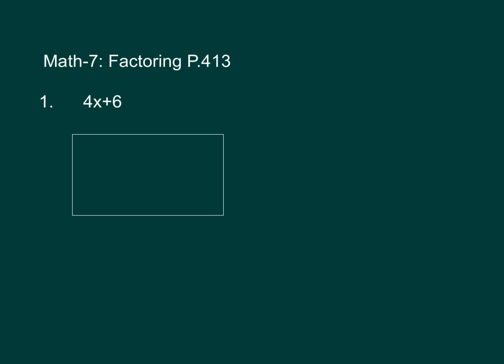Okay, so pay attention. Now, number one, we have 4x plus 6. The first question you want to ask yourself is, what is the GCF of 4 and 6? What is the biggest number that can go into both 4 and 6? Well, you only have one choice. So the GCF of 4 and 6 is 2.